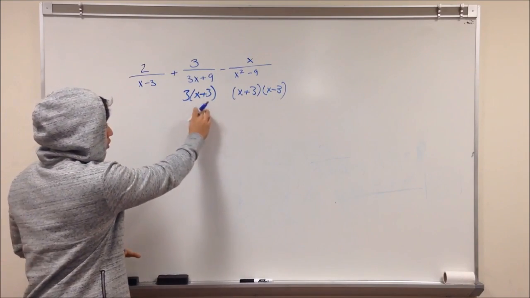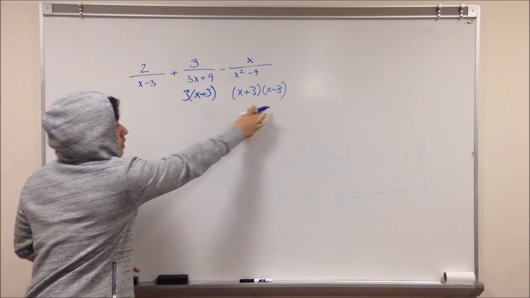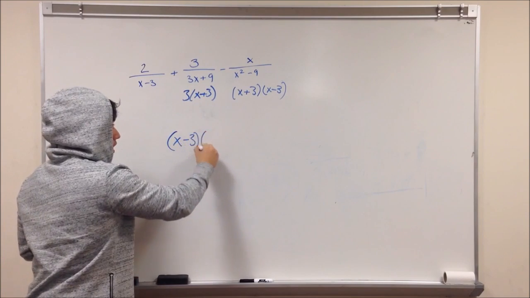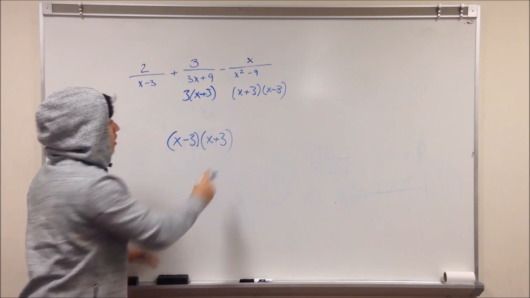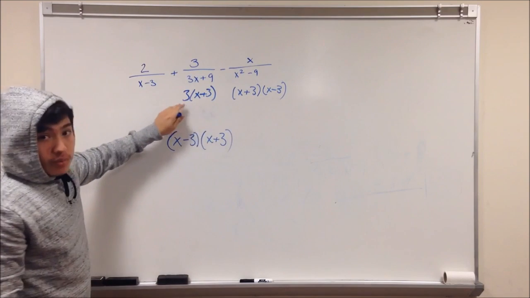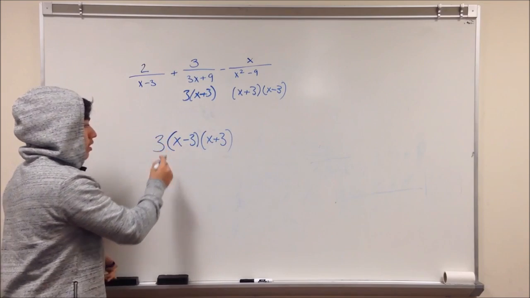As seen here, we have an x plus 3 here and x plus 3 here, and x minus 3 and x minus 3. So we can put x minus 3, x plus 3, but this problem has a 3 that's not in any one of them. So in order to create this denominator, we multiply by 3.